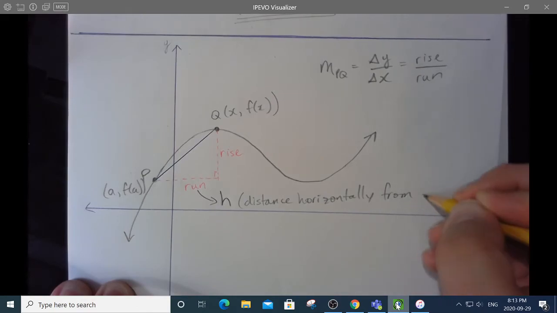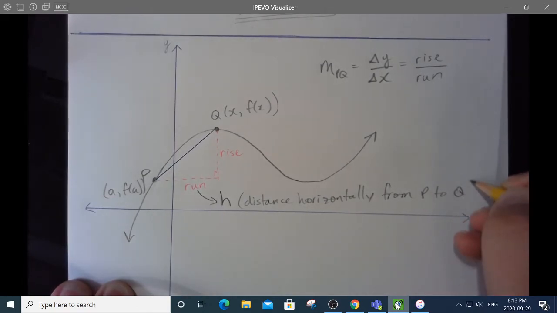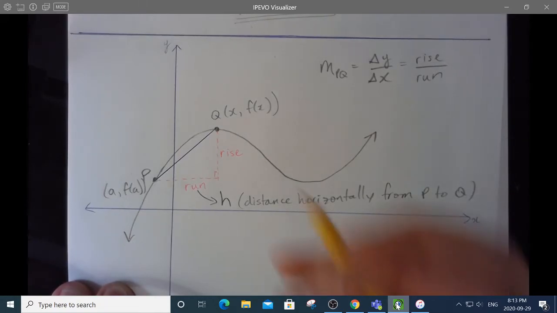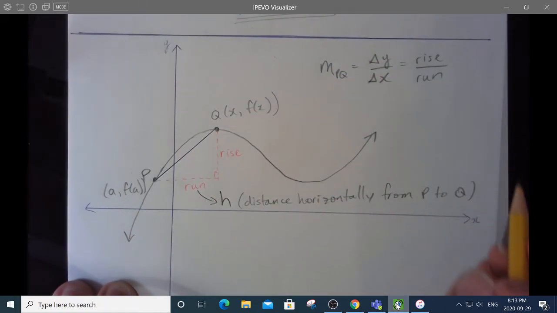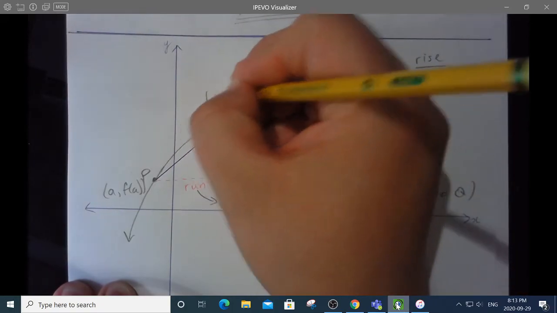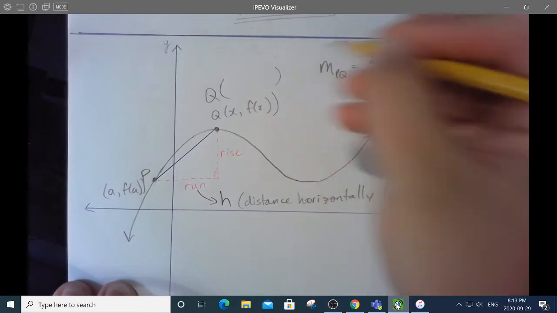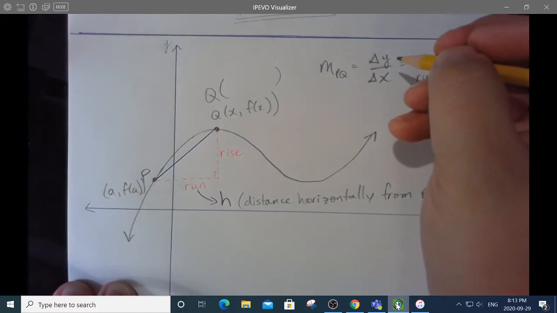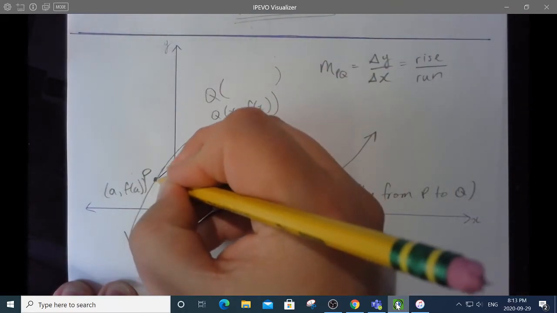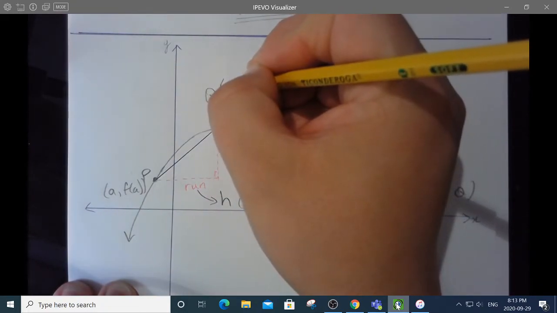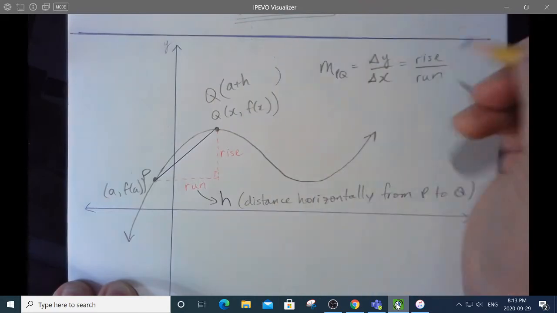from P to Q. Just the horizontal distance from P to Q across. So that means I can rewrite what point Q is. Point Q, I could call it x1 and f of x, but I've got a better name for it now. This is the a coordinate plus the h coordinate. So this is a plus h.